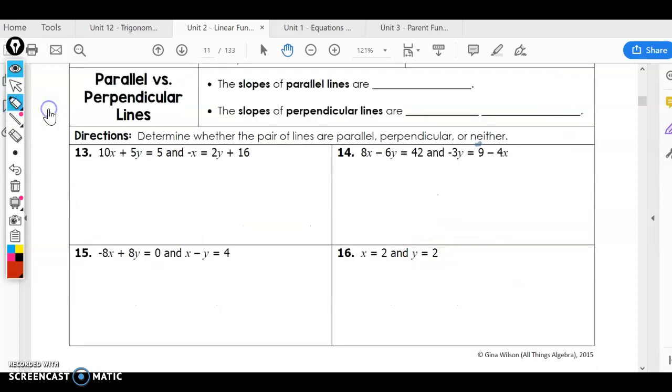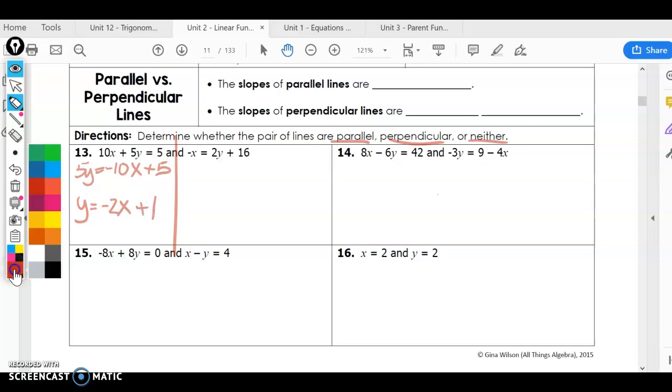Number 13, we have to determine whether those two are parallel, perpendicular, or neither. Before you determine that, you have to convert each equation into slope-intercept form to find the slope of each line. So I'm going to solve for y. Y equals -10x, moving that over. And then dividing by 5 and simplifying, we get y equals -2x plus 1. So the slope here is -2.